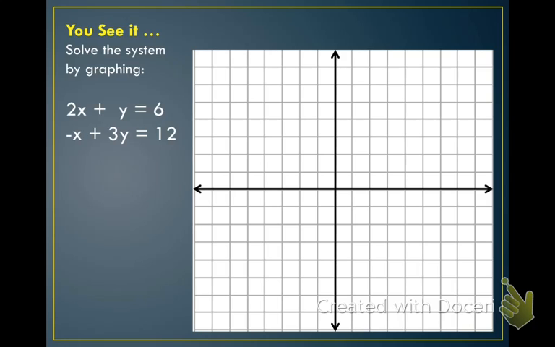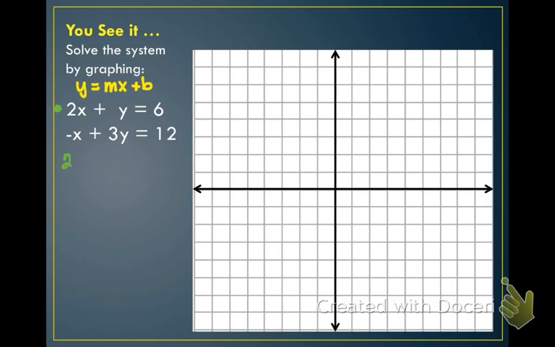Anytime you're going to graph a line, remember, the first thing you need to do is get your equations into slope-intercept form, which is y equals mx plus b. So we're going to have to rearrange our equations here. So let's do the first one. We'll make that one green.